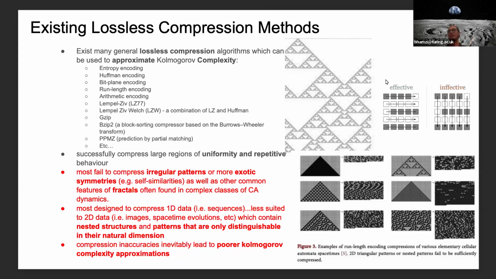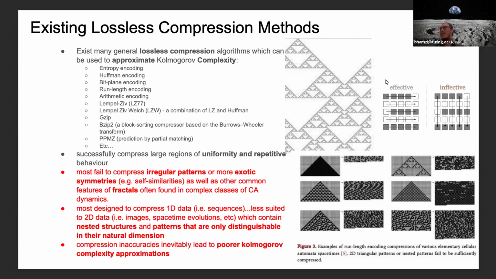Obviously, entropy encoding, Huffman encoding, run-length encoding, Lempel-Ziv-Welch, all these are fine algorithms to use. They're successful at compressing large regions of uniform and repetitive behavior. For my particular case, a lot of them fail to compress sufficiently irregular patterns or more exotic symmetries, such as self-symmetry. Typically, for example, in the Sierpinski triangle, you've got the triangle, and then you've got a smaller version of the triangle, so different scales of the same pattern.